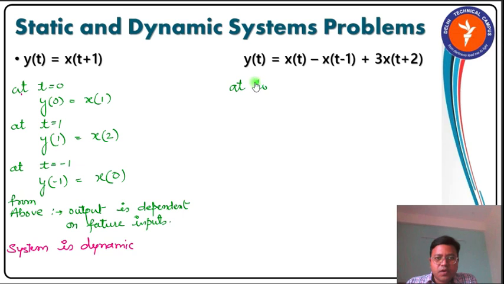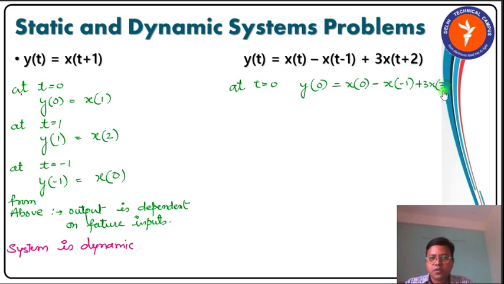At t equal to 0 we have y of 0 equal to x of 0 minus x of -1 plus 3x of 3. Let me write it with a different color.